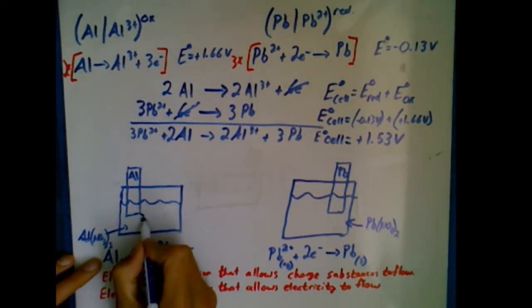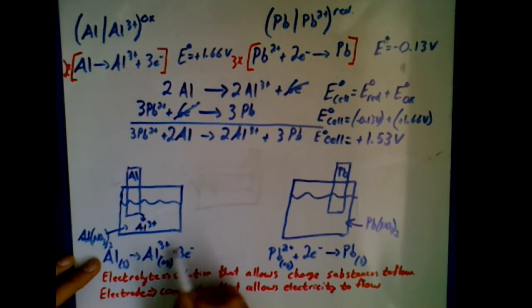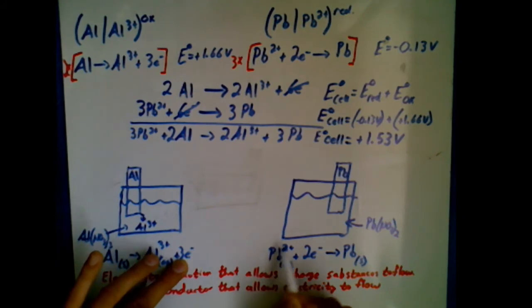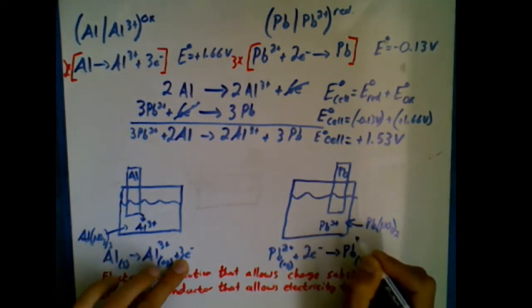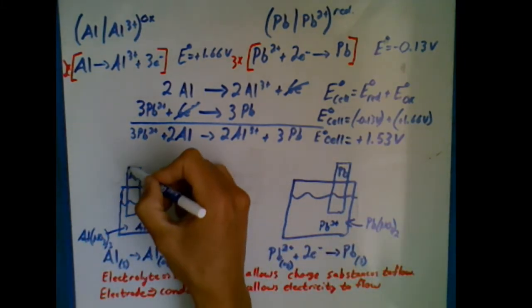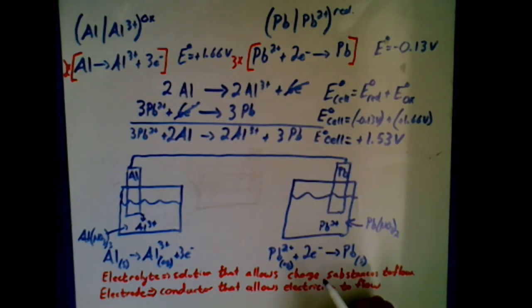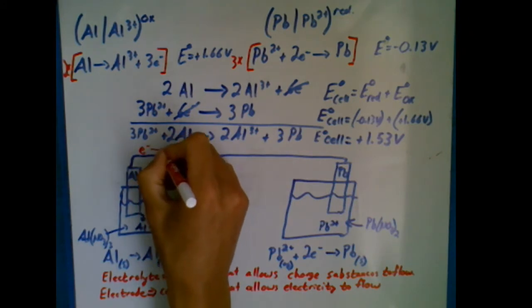So you're actually going to build up aluminum ions in this solution, but it needs to be able to lose electrons to do that. And where do those electrons go? Well, they go to the lead ions that are floating around in this solution. So what I'm going to do is connect the electrodes with a wire. By connecting the electrodes with a wire, I can allow the electrons to flow.